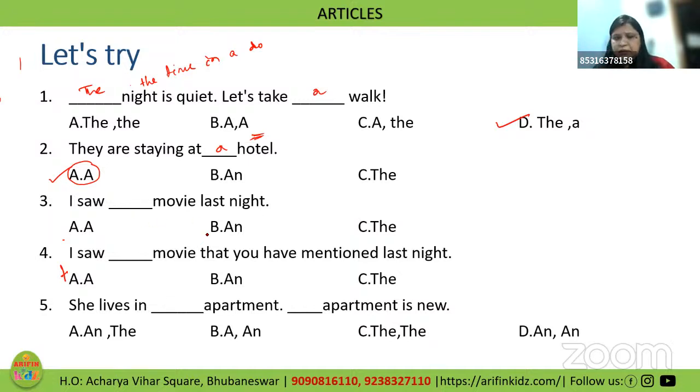Yeah, so Ashwath, you are incorrect when you say C. It is "a movie last night," right? Because it is any movie. The person you were speaking to doesn't know which movie you are talking about. "I saw the movie that you have mentioned last night." Now 4 has got something which says it is a particular thing.